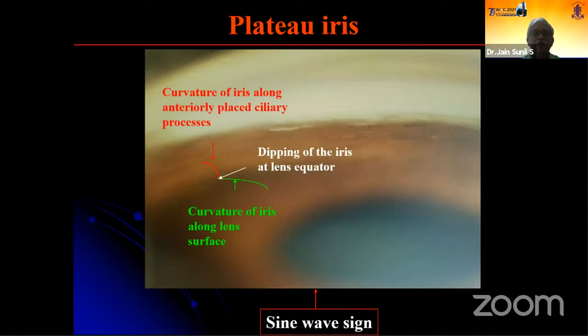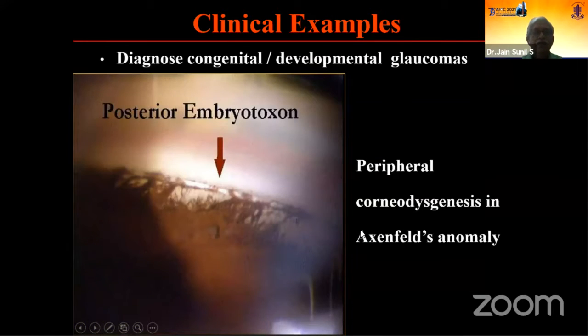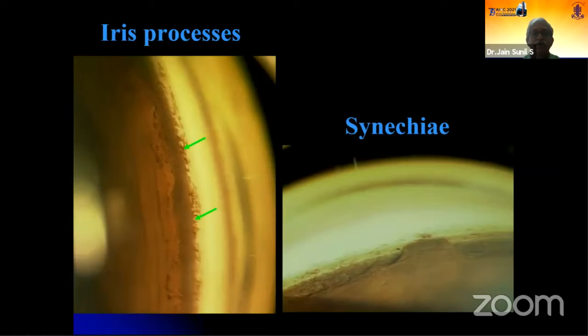After you've done an iridotomy and overcome the pupillary block, you will probably see the sine wave sign, and this indicates a plateau iris. This is how angle structures would appear in a developmental glaucoma. This is basically to show you the difference. These are normal iris processes, fine fibril-like structures from the stroma of the iris along the concavity. To compare, synechiae would be broad-based, and there will be peripheral pulling up of the iris.